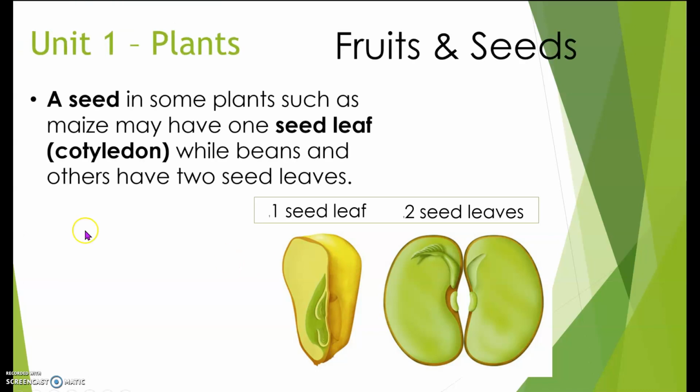Next, everybody repeat after me. A seed in some plants such as maize may have one seed leaf, cotyledon, while beans and others have two seed leaves.